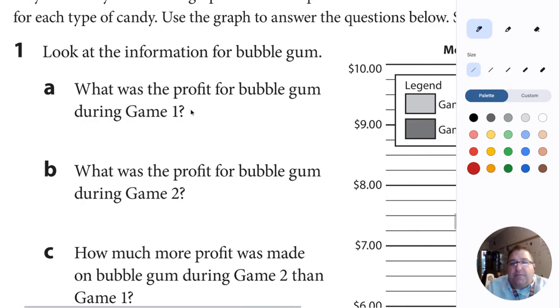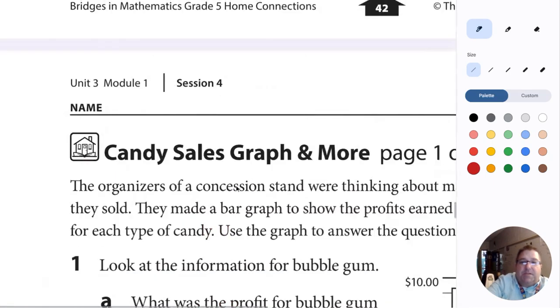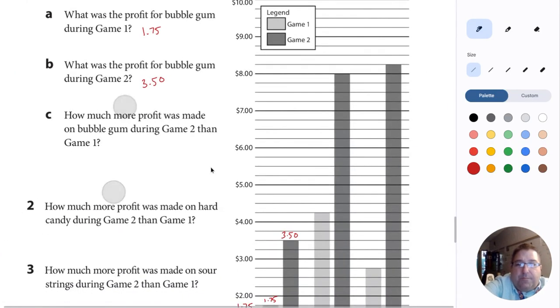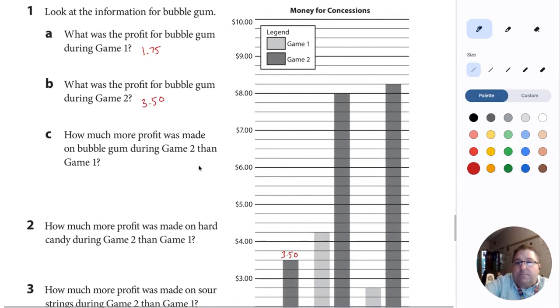So what was the profit for bubblegum during game 1? $1.75. Game 2, we said it was $3.50, right? So it's $1.75 and $3.50. Okay. How much more was made on game 2? Hey, what did we just say about decimals? Just line them up. So $3.50 minus $1.75. If we're looking for difference, that's one way to do it. You have to do a little regrouping, go from there.